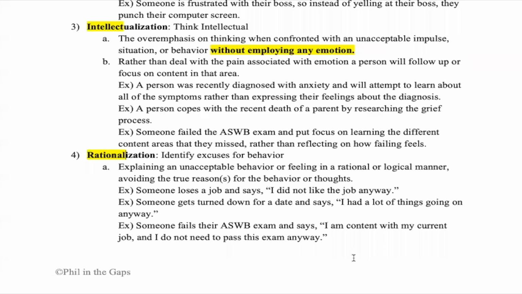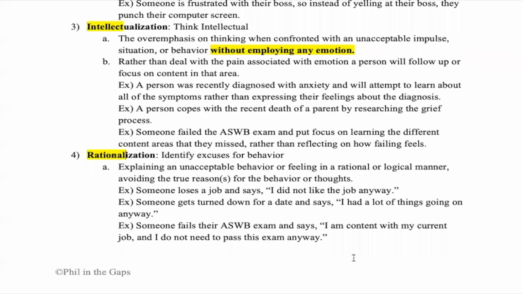Another example, someone fails their ASWB exam and says, I'm content with my current job. I don't even need to pass this exam anyway. It didn't mean nothing to me. I didn't even care if I failed. But again, they wanted to pass. It's just painful to acknowledge the fact that they failed.